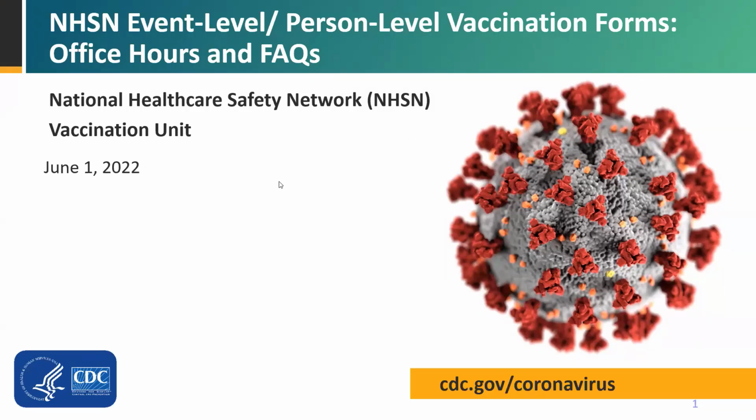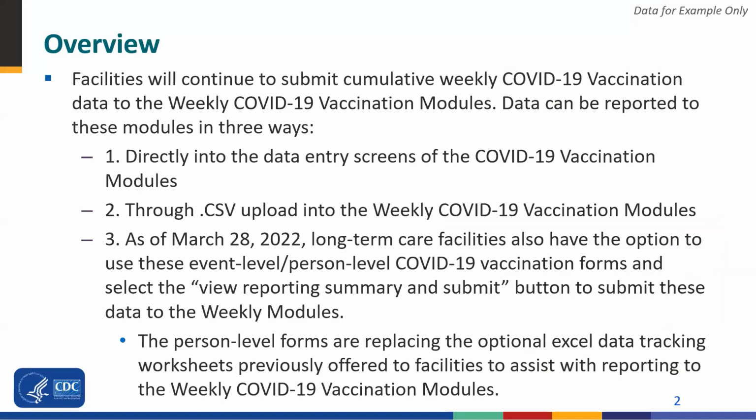So today we're going to present on updates to the event level or person level vaccination forms. As you know, just taking things a step back, facilities can report data to NHSN through 3 different mechanisms. First, facilities can directly enter the summary data on the data entry screen of the COVID-19 vaccination form. And this is the traditional way to enter data, entering the weekly totals on the form.